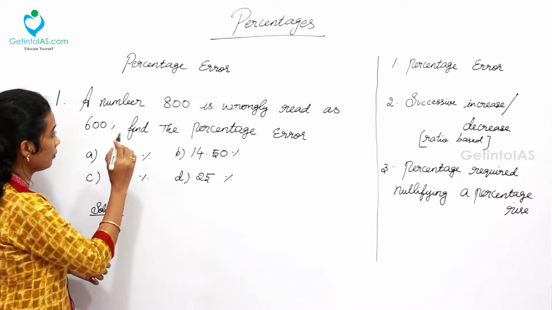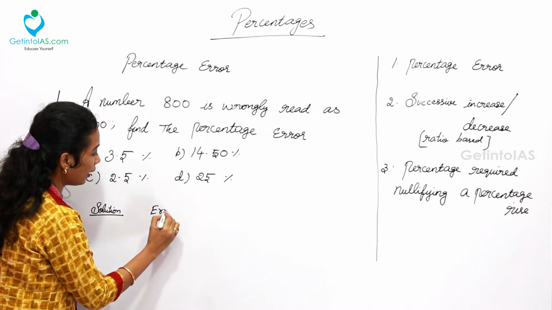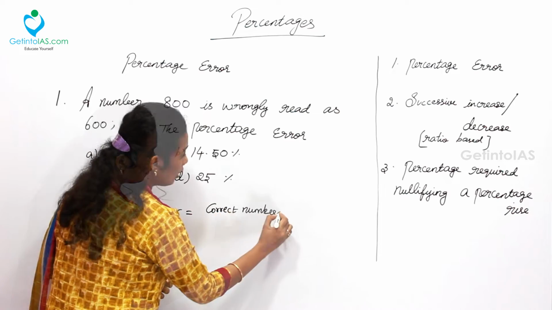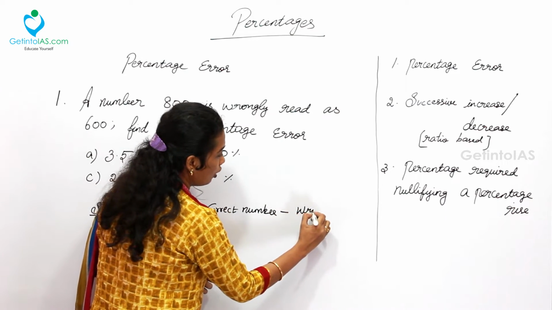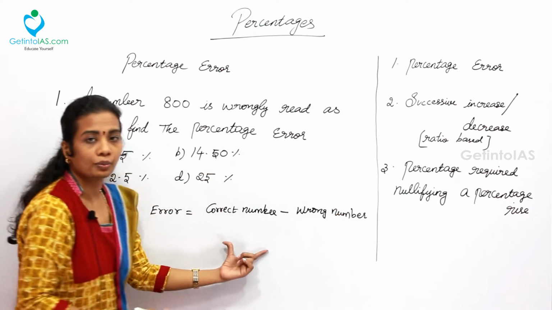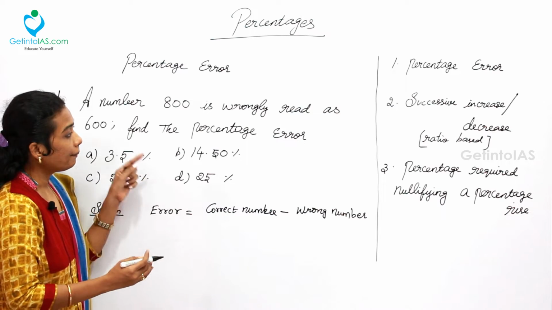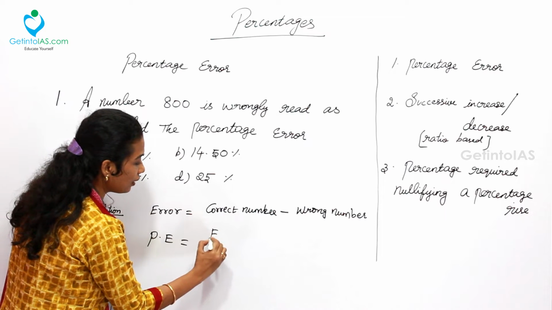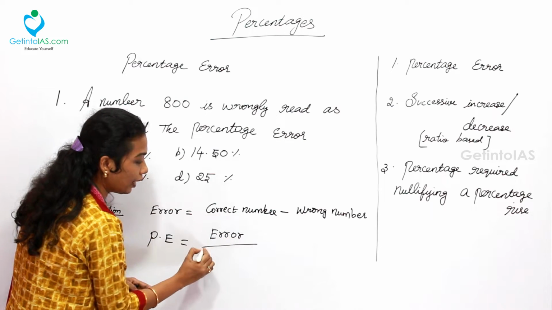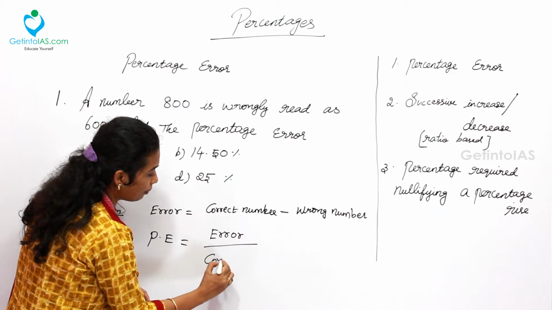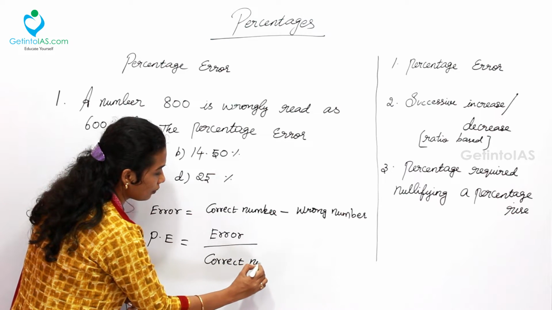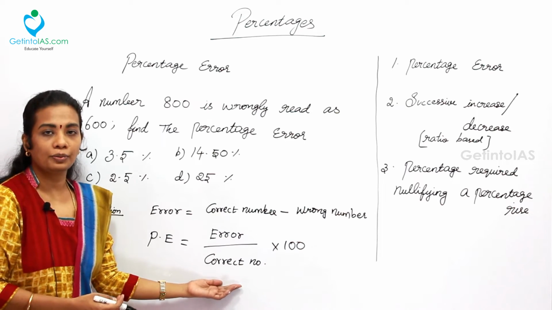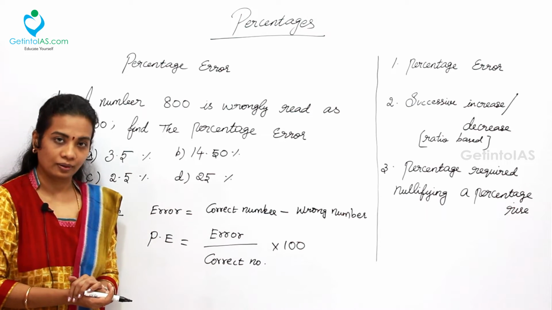Solution. Always, error is equal to correct number minus wrong number. This is one of the formulas. The next one is percentage error. Percentage error is equal to error by correct number into 100. Simply if you apply this formula, you can arrive at the answer.